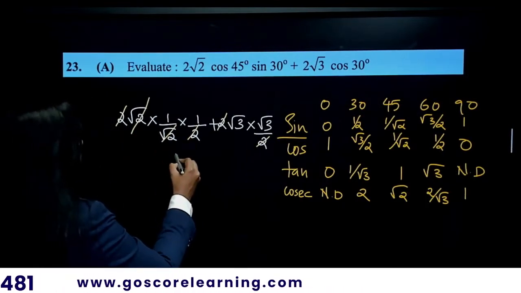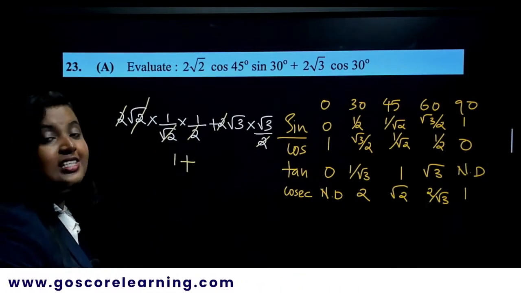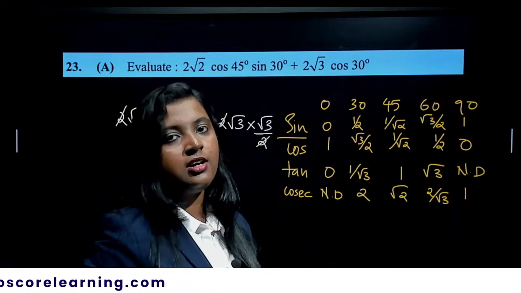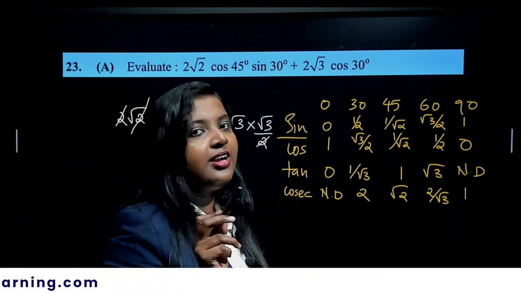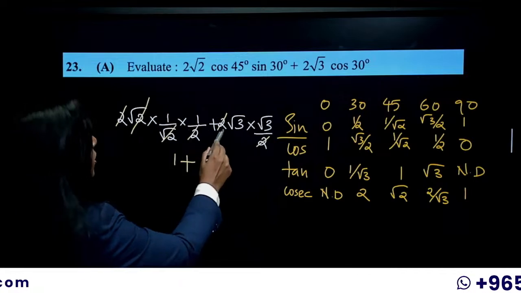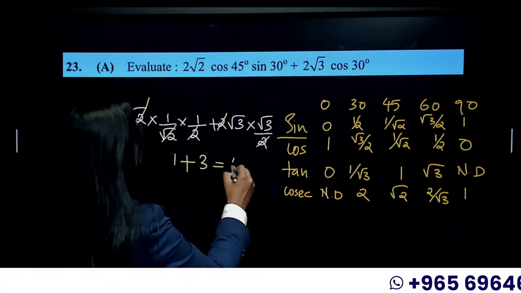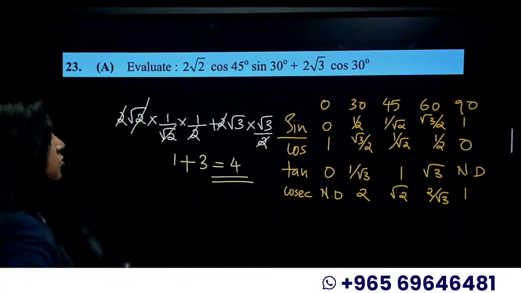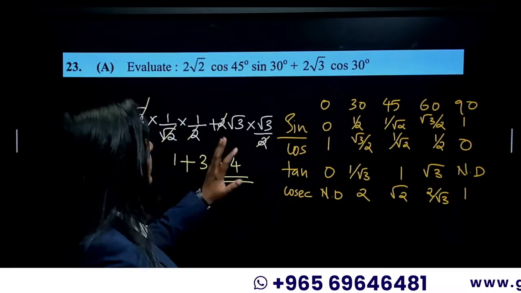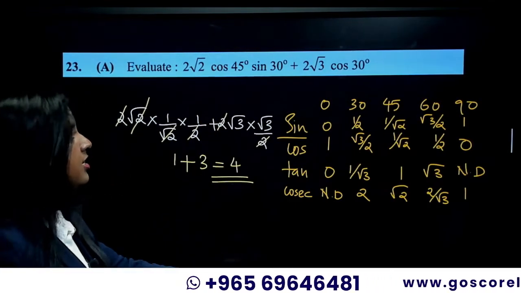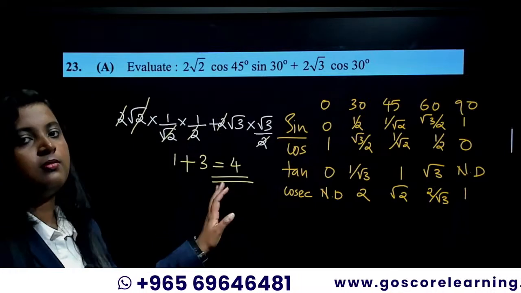So what I have here, 1 plus, cancel everything and now that is 0, right? For some of you. Don't write 0, it's 1. And then root 3 into root 3 is 3. 3 plus 1, 4. It's a 2-mark question. So just write sine 30 is equal to this, cos 30 is equal to this, and then substitute.